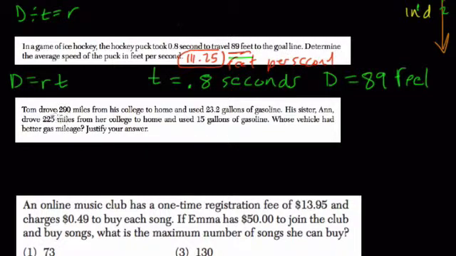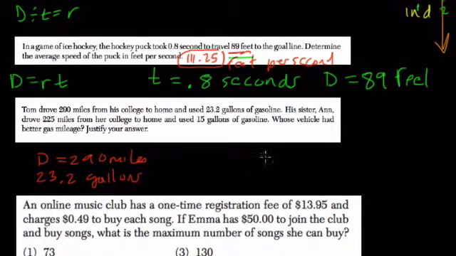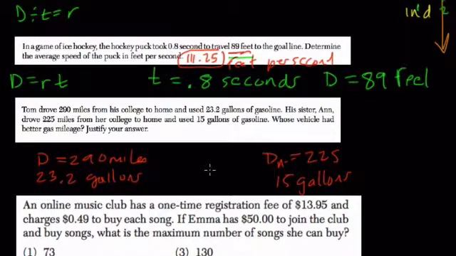Okay, Tom drove 290 miles, so the distance is 290 miles, to go home and use 23.2 gallons of gas. His sister Ann drove, so I'll write Ann over here, distance for Ann equals 225 miles, and she used 15 gallons of gas. Whose vehicle had better gas mileage? With gas mileage, you want to know how many miles you can go per gallon. It's like a rate. So it's going to be the miles divided by the gallons in both cases.